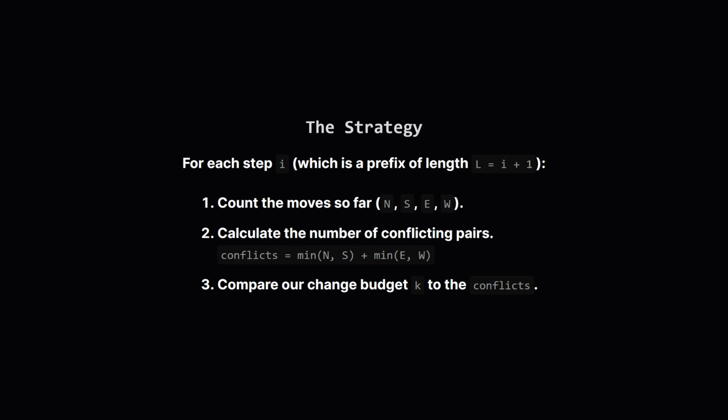Okay, so here's the full strategy. We'll walk along the path, one step at a time. At each step, let's say we've taken L steps so far. First, we'll count how many norths, souths, easts, and wests we've seen in those L moves. Second, we calculate how many conflicts we have. A north and a south form one vertical conflict. An east and a west form a horizontal one. So the total number of conflicts is the smaller of the north-south counts, plus the smaller of the east-west counts. Finally, we just have to compare our budget k to the number of conflicts we found.